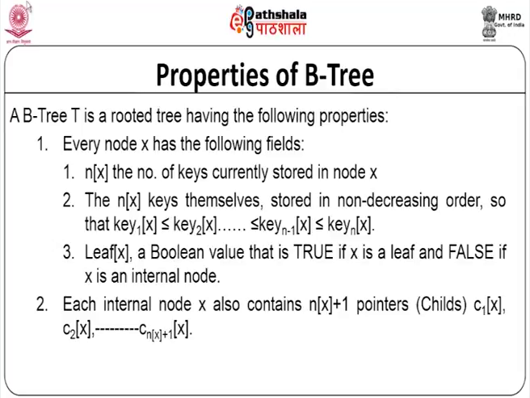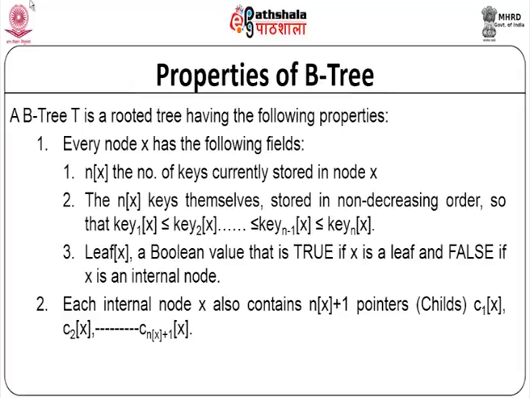And then each internal node alone, of course the external node or the leaf will not have this. Each internal node will have how many pointers? It will have 1 plus the number of keys. So, it will have n[x] plus 1 pointers to the children, where the children are c1[x], c2[x] and so on up to c[n[x]+1]. There will be pointers to those children.